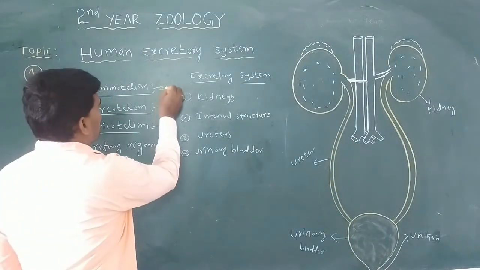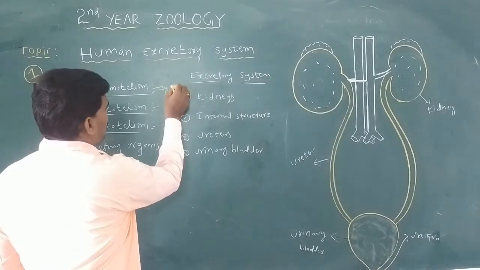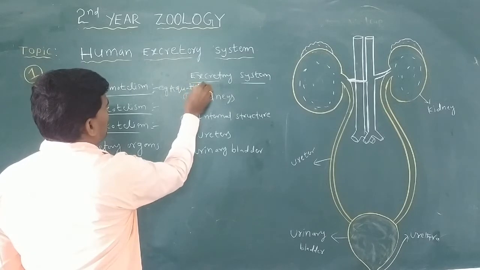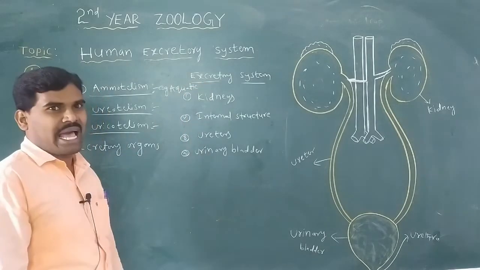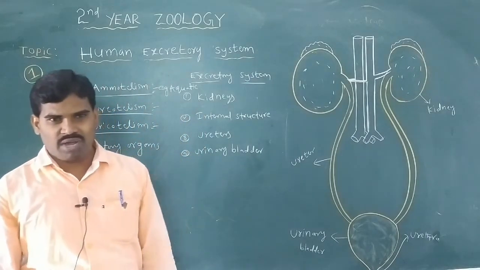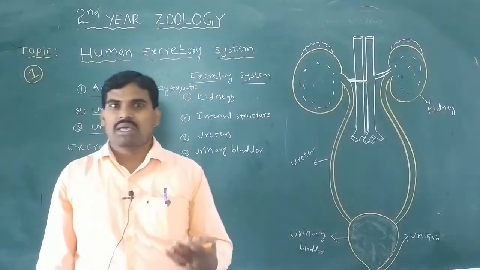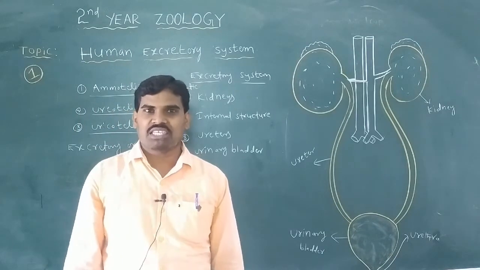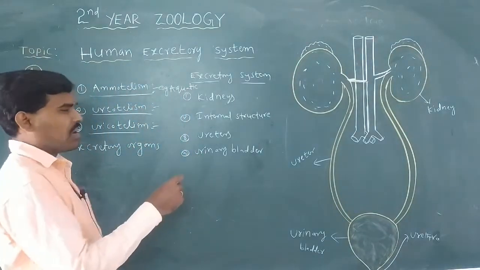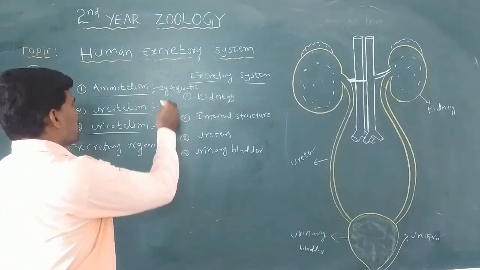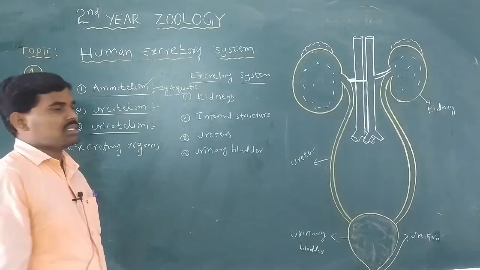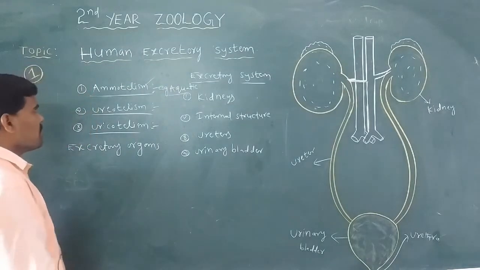Examples are aquatic animals: all aquatic animals, including all invertebrates from protozoa to echinodermata, the fishes, and some of the amphibians. All these aquatic animals excrete ammonia, and this is called ammonotelism.